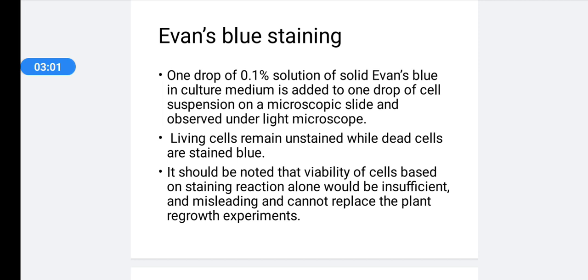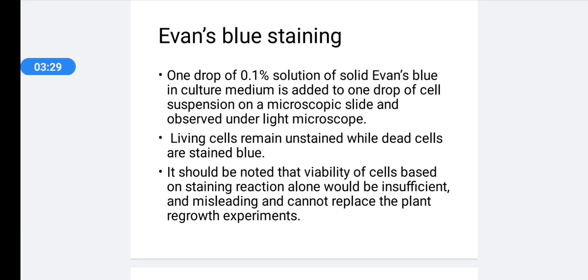The next staining technique is the Evans blue technique. In this, 1 drop of 0.1% solution of solid Evans blue in culture medium is added to 1 drop of cell suspension on a microscope slide, and then they are observed under a light microscope. The living cells will remain unstained, and the dead cells will be stained blue.